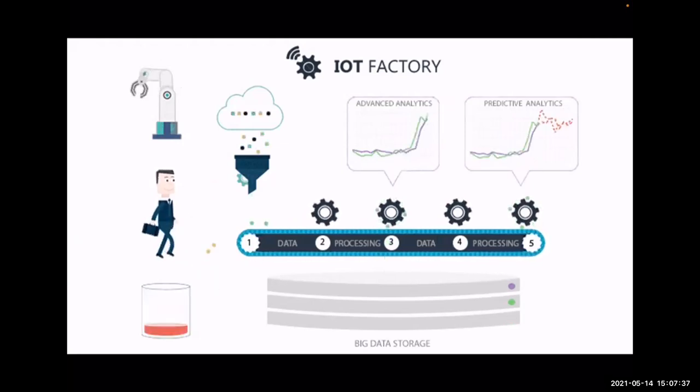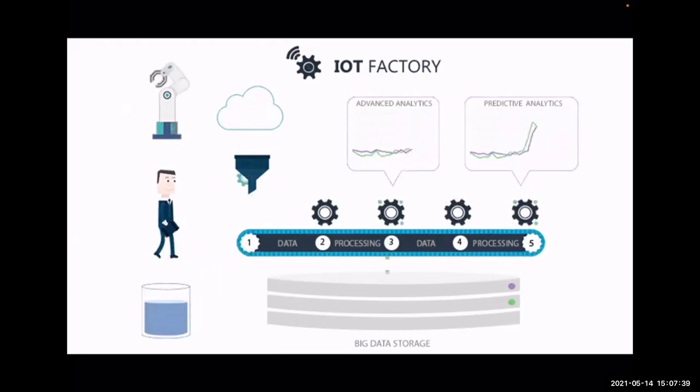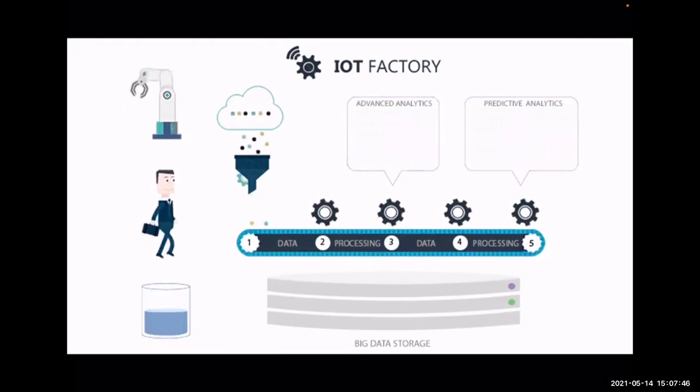What's happening here is we still have the robots, we still have humans moving around the factory, but what we have now is a sensor network deployed, and the sensor network collects data so that we can have advanced analytics.